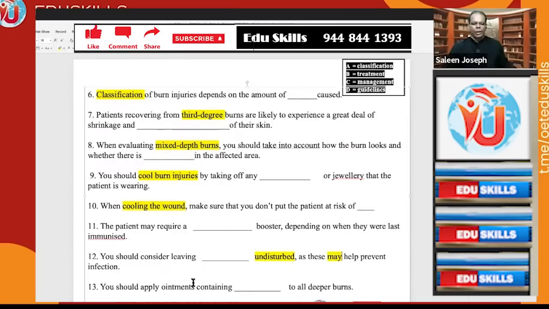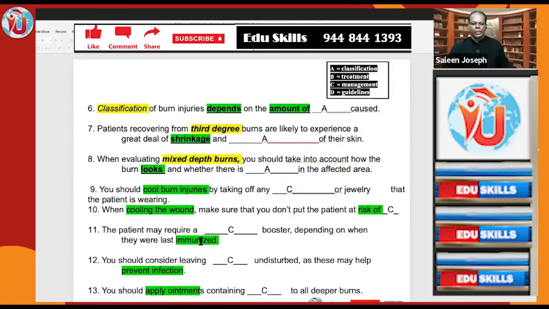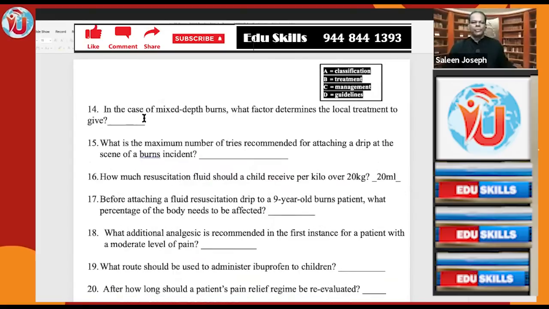Blister, probably. You should apply ointments containing silver to all deeper burns. Treatment. Apply on. Treatment. Let's confirm. Yeah. See now, classification A. Third degree A, already correct. Mixed depth A. Cool burn injuries C. Cooling the wound is called C. Okay, that was management. Eleventh one, management, you should consider leaving blisters to prevent infection. Again, management. Now coming to 14. In the case of mixed depth burns, again A. What is the maximum number of tries recommended for attaching a drip at the scene of a burns incident? Treatment. Treatment. Okay. Yeah.